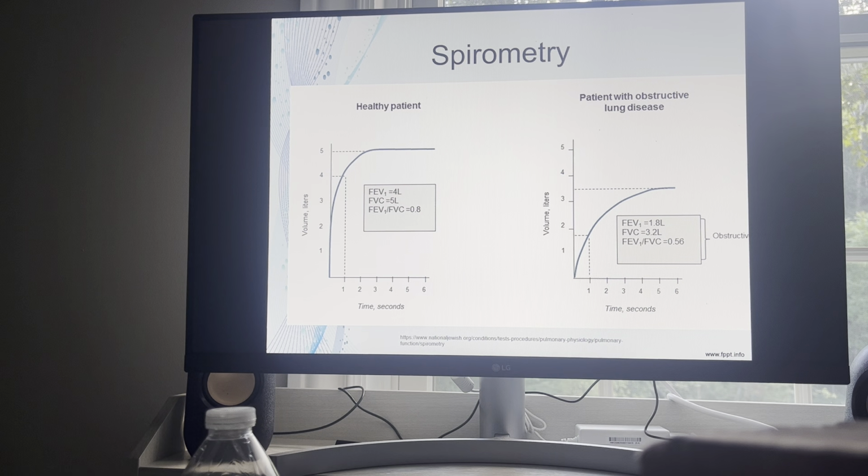So here's a question for you. What would the volume time ramp look like for a patient who has restriction? That's right. It would be pretty much like a healthy patient because they don't have that much trouble blowing air out. It's getting air in.